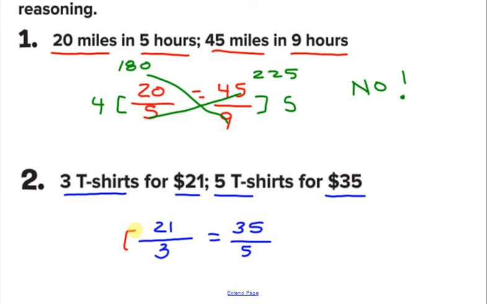I'm going to show you again the two different ways to determine if they are equivalent ratios. Let's take the unit rate of 21 over 3. If you put in your calculator 21 divided by 3, you're going to get 7. If you put in your calculator 35 divided by 5, you're also going to get 7. That's 2 big thumbs up that these are equivalent ratios. However, I'm also going to show you the other way. If you multiply across and you do 3 times 35, you're going to get 105. And if you go the other way, 5 times 21, you're also going to get 105. So that's your second check to make sure that they are equivalent ratios.